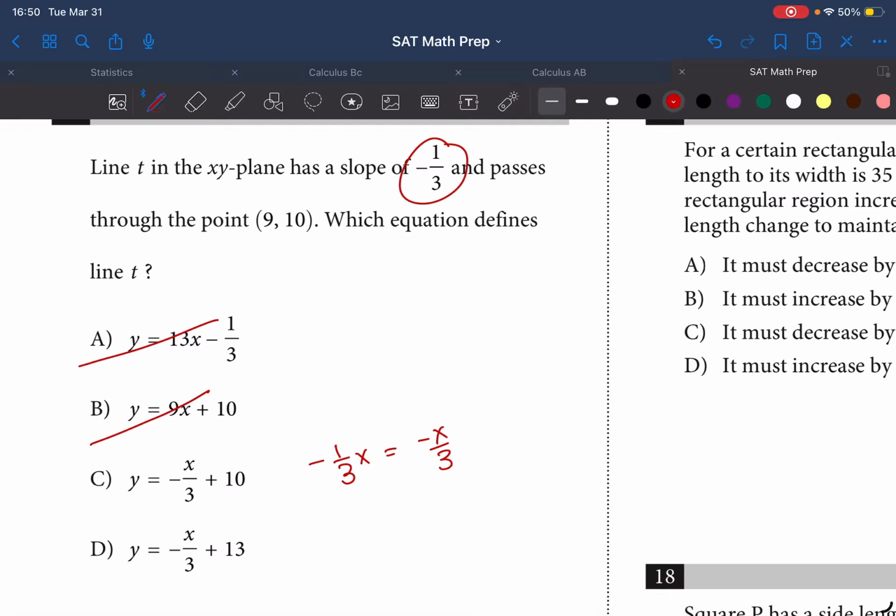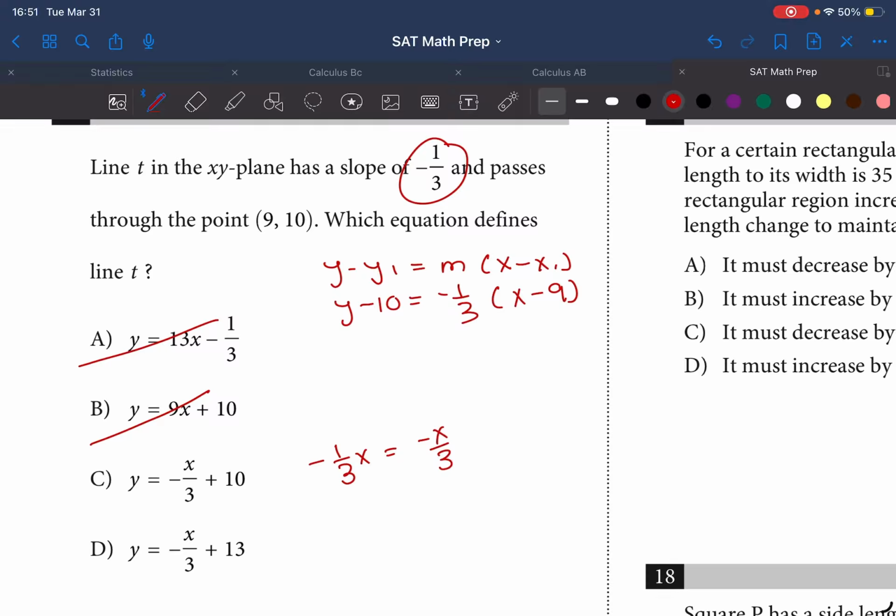Then it says passes through the point 9, 10. So there's two ways you could do this. You could use this slope and this point and do the point slope formula. So y minus y1 is equal to m times x minus x1. Plug everything in and solve. So I'll show you that part first. So y minus 10 is equal to negative 1/3 times x minus 9.